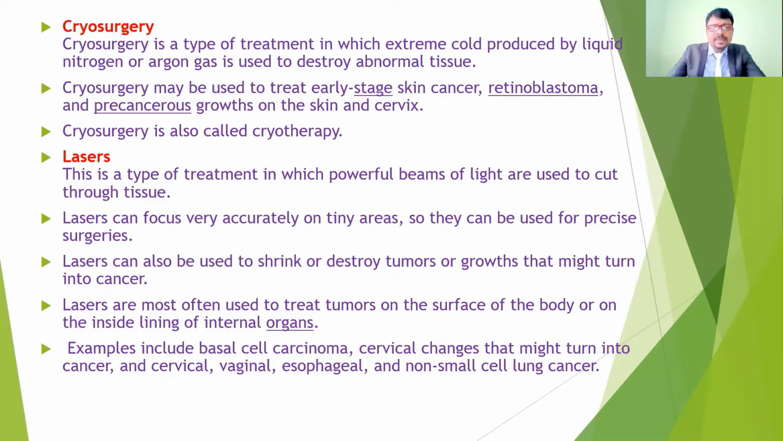Cryosurgery may be used to treat early-stage skin cancer, retinoblastoma, and pre-cancerous growths of the skin and cervix. For this type of surgical procedure they use liquid nitrogen and argon gas, especially for the development of pre-cancerous growths of the skin and cervix. Some early-stage cancers and retinoblastomas are also treated with cryosurgery.